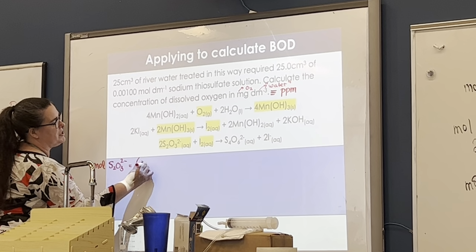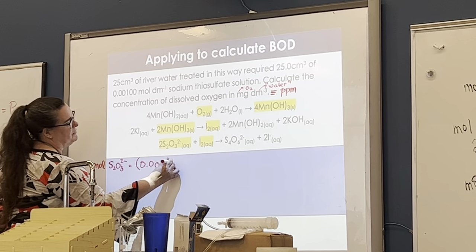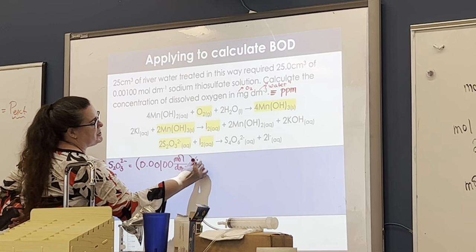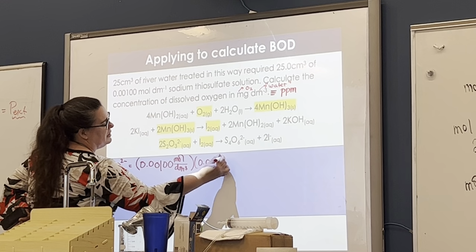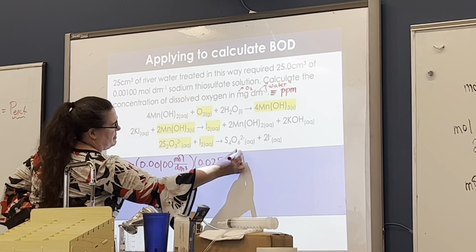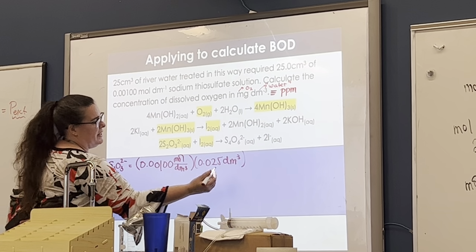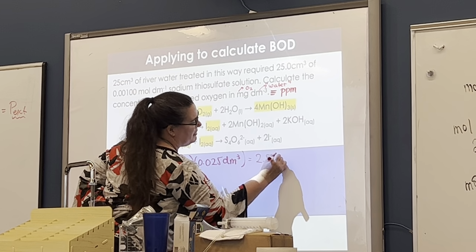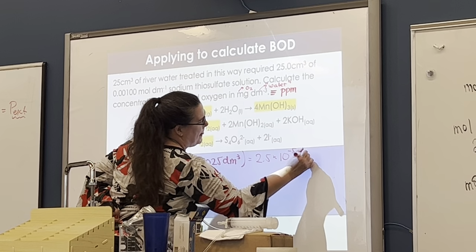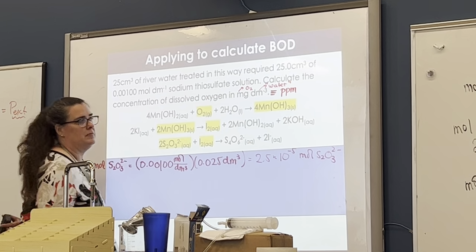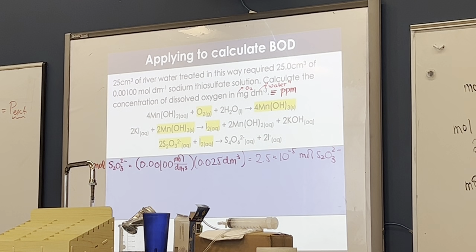the concentration times the volume. I'm just trying to make these numbers harder and harder for me to see. I get 2.5 times 10 to the minus 5. Is that 6?